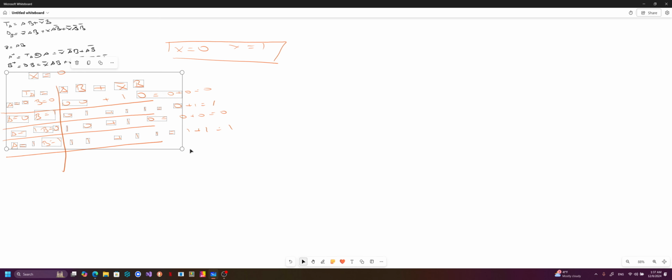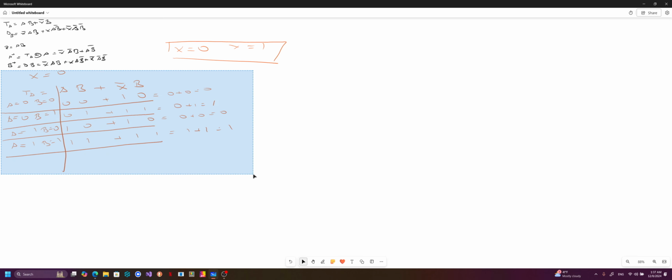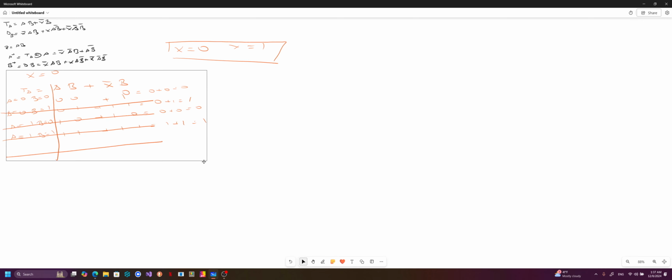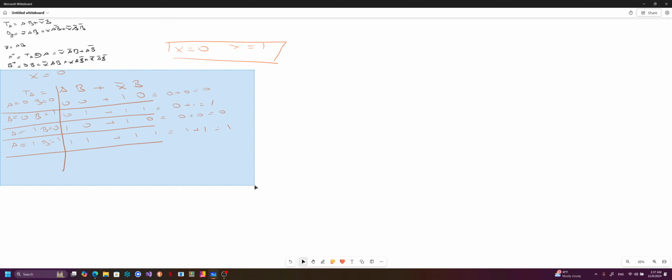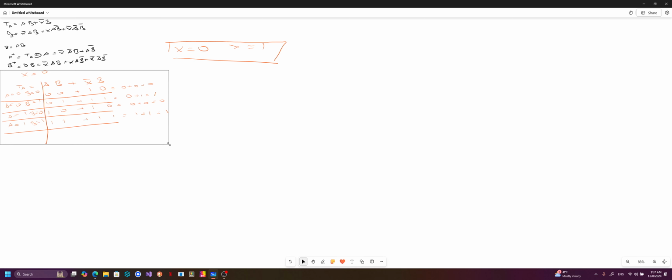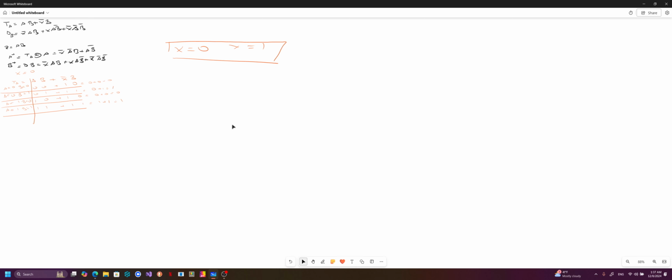Now I'm going to select all of it. I don't know why it doesn't select all of it. Okay, finally. Now we have the table for TA. The TA table will be like this: zero, one, 0, 1.